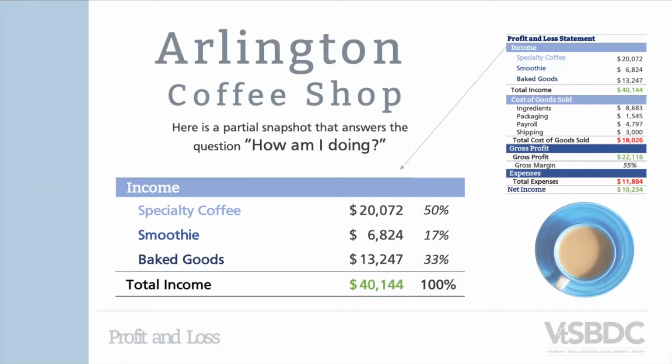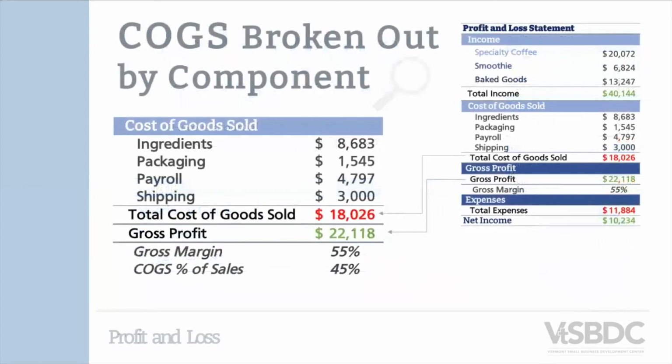The reason being is that I can see that 50% of our total income comes from specialty coffee, 17% comes from the smoothies, and 33% comes from baked goods. This is a really good representation of what is going on for revenues. So I encourage you to take a look at this and see if you could also mirror this in your own manner. Now, we're going to have Ross go into the cost of goods sold section deep dive. Take it away, Ross. Thanks, Carol.